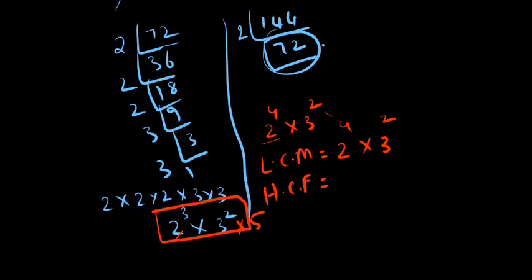So in this, 2 are common. In that, the least one is 2 cube. And 3 square are common. Least one is 3 square. This is going to be the HCF, and the earlier one is going to be the LCM. This is one example.